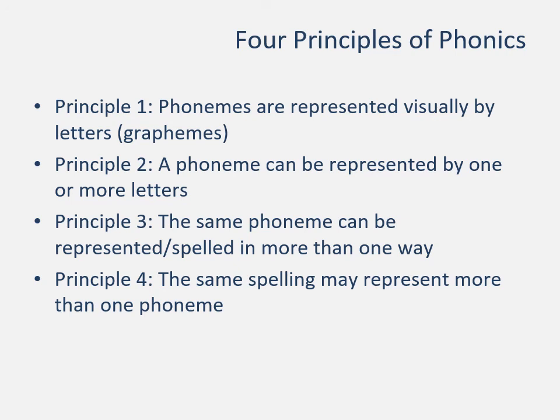So finally, go through those 4 principles again. Principle 1, phonemes are represented visually by letters, and those letters form graphemes. Principle 2, a phoneme can be represented by 1 or more letters. Principle 3, the same phoneme can be represented or spelt in more than one way. Principle 4, the same spelling may represent more than one phoneme. If you need to go over any bits of this presentation again, by all means go back.